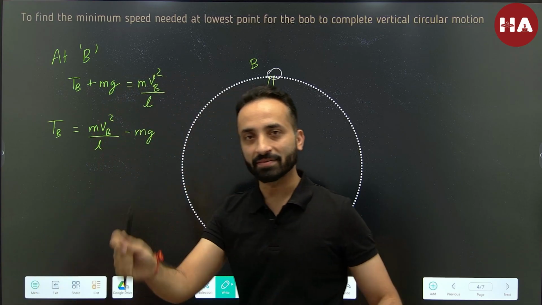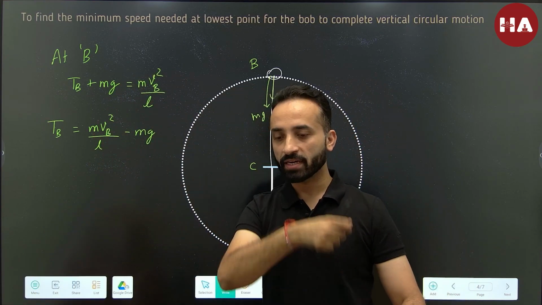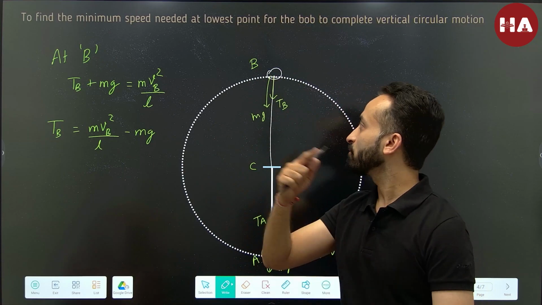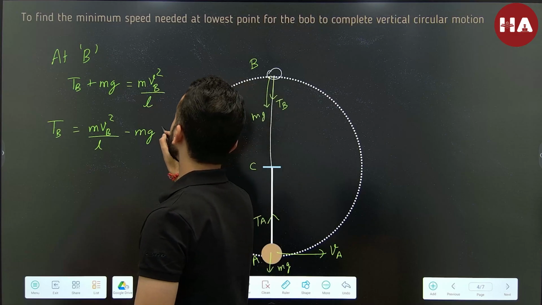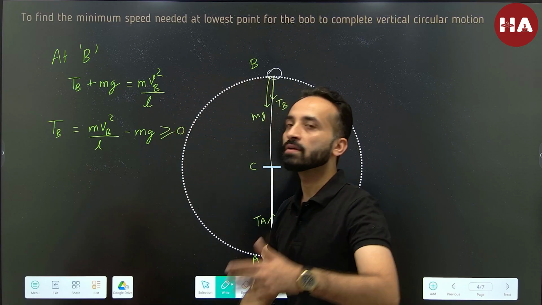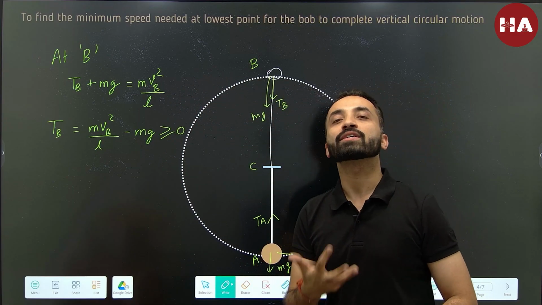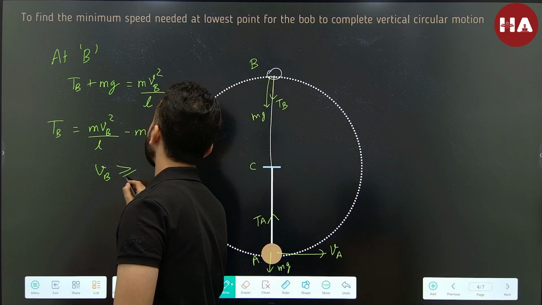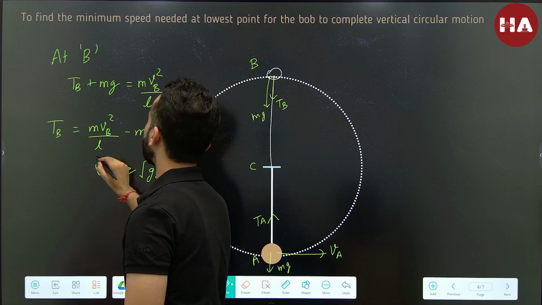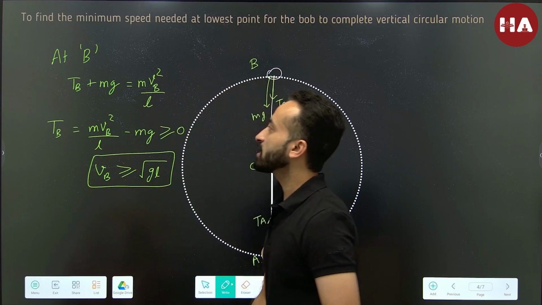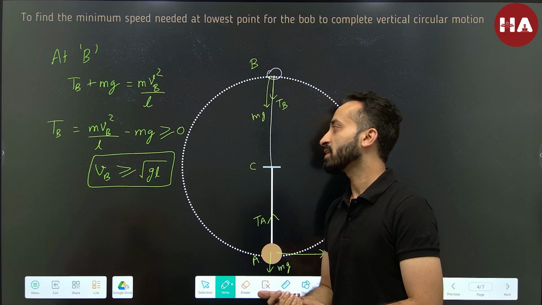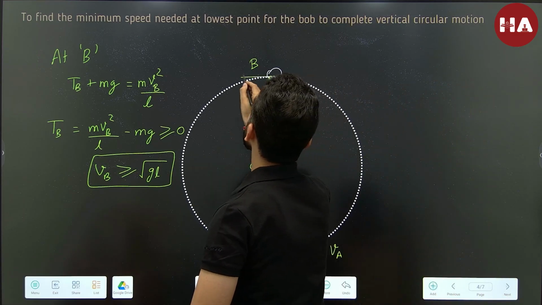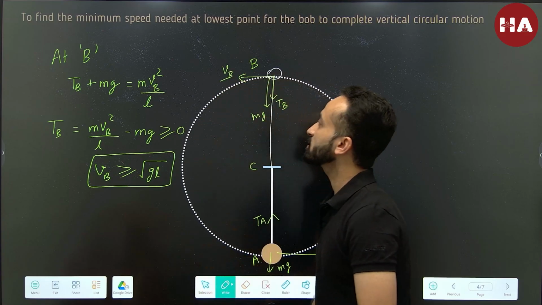So can you imagine that if you rotate this with very high speed, then you would be able to rotate this completely without the string slacking, and this TB should be greater than or equal to 0. Why? Because we don't want the string to slack. So this gives us VB should be greater than or equal to root gL. This is the minimum speed that we need at the highest point. Alright, so at the highest point, this is the speed we need.